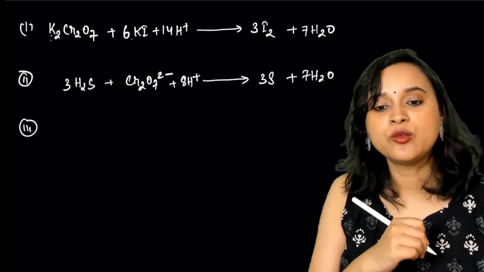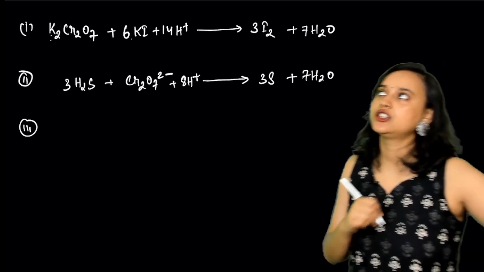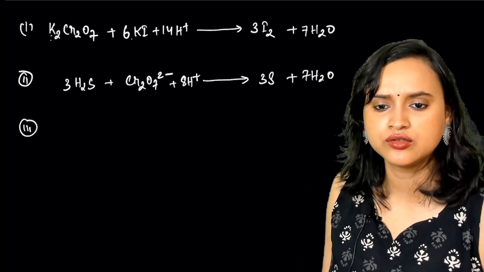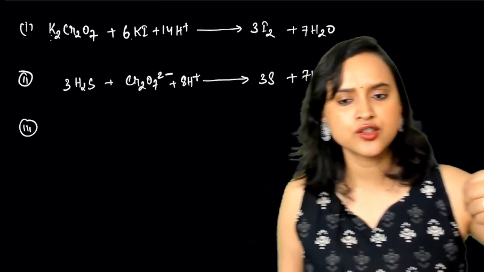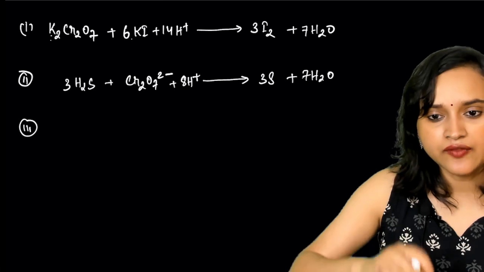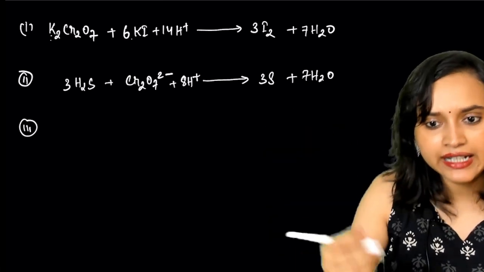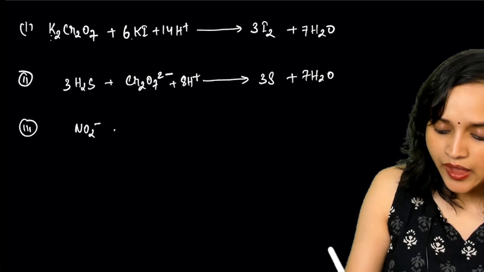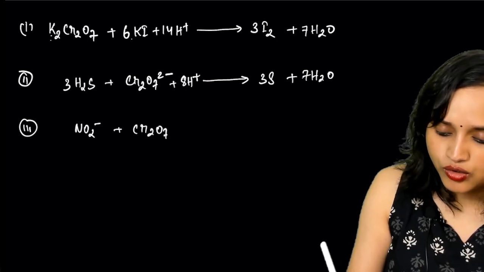And next, everybody, what do you have? Next, you have oxalate. Oxalate was here? No. Sulfites to sulfates and thiosulfates. That is also there. Yes. Sulfites, or nitrite. Let's do nitrite first. So you have NO2 minus. NO2 minus plus Cr2O7 2 minus.